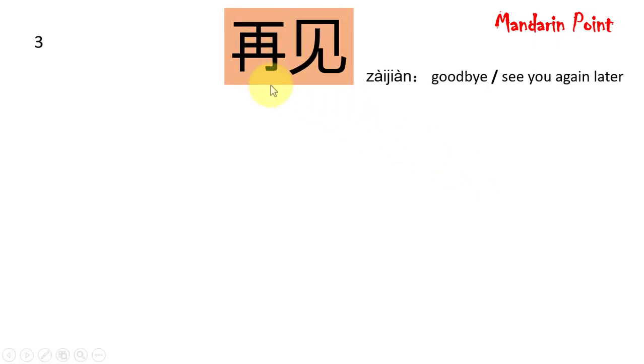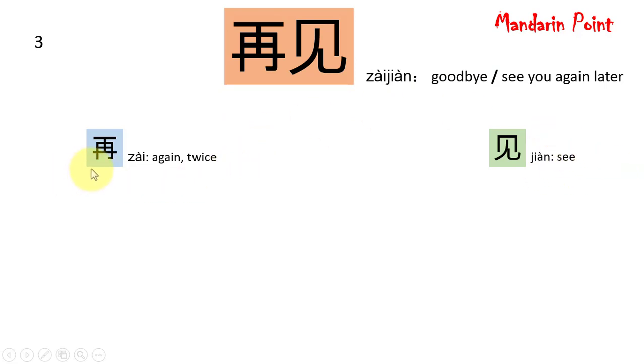Zaijian, goodbye, see you later. Let's decompose them. On the left side we have this zai, which means again or twice. This one is jian, which means to see. So see you again, see you twice.